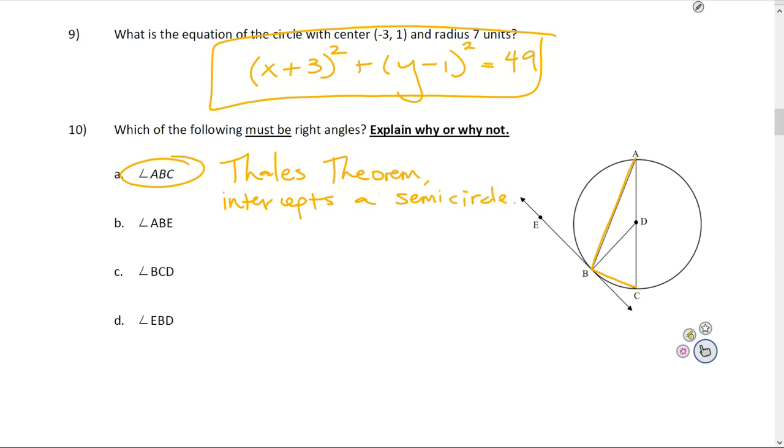Okay. ABE, let's see here. Sorry, ABE is not, because that intercepts less than a semicircle. BCD also intercepts less than a semicircle. This one is also not. And EBD is the radius and the tangent. So a radius is perpendicular to a tangent line. So that is also a right angle.